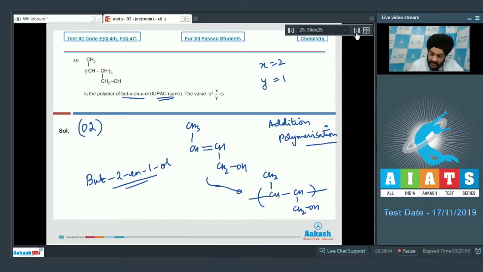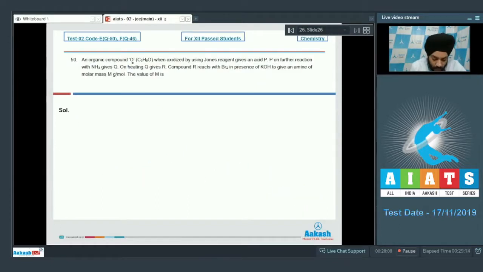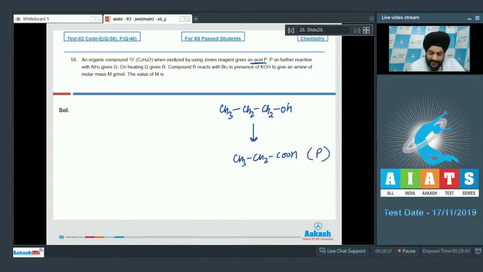Let us look at the last question, students. Question number 50. An organic compound O, so it is C3H8O, when oxidized by using Jones reagent gives us an acid P. So students, the compound O has to be a primary alcohol. So the primary alcohol, when oxidized using Jones reagent, gives us the carboxylic acid P. Okay. P on further reaction with ammonia gives us Q. So when it is allowed to react with ammonia, it gives us the ammonium salt of the carboxylic acid. So we have CH3CH2COONH4. Okay. So this is the compound Q.